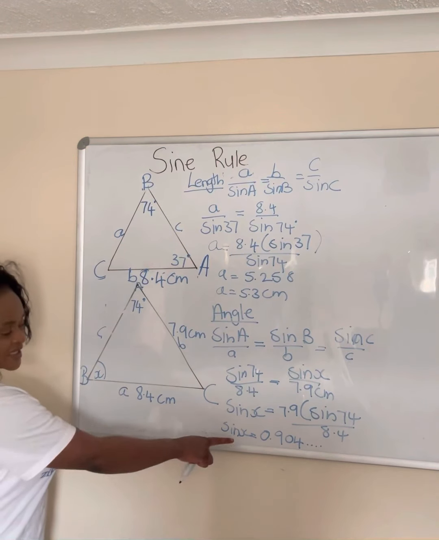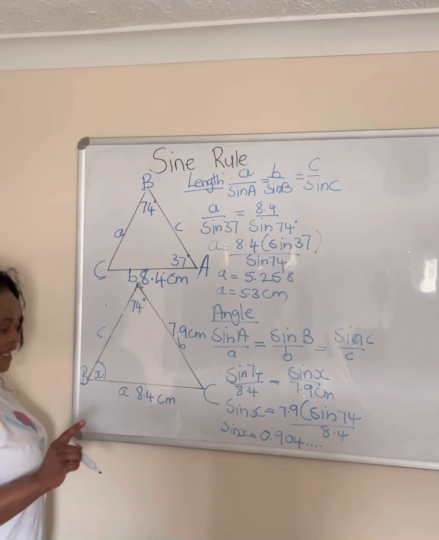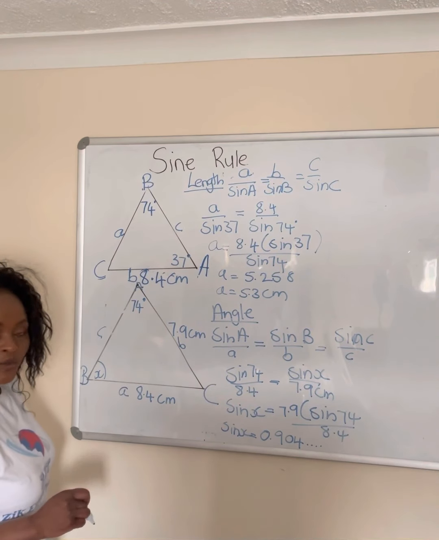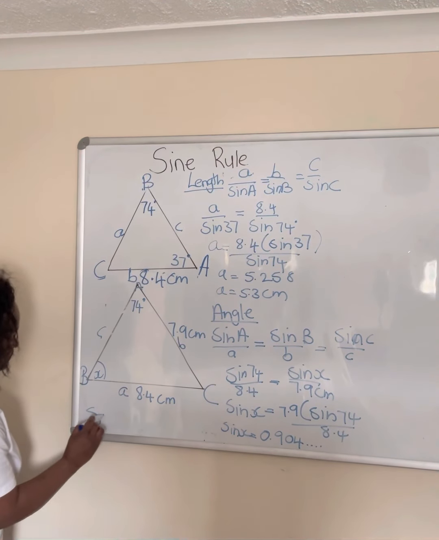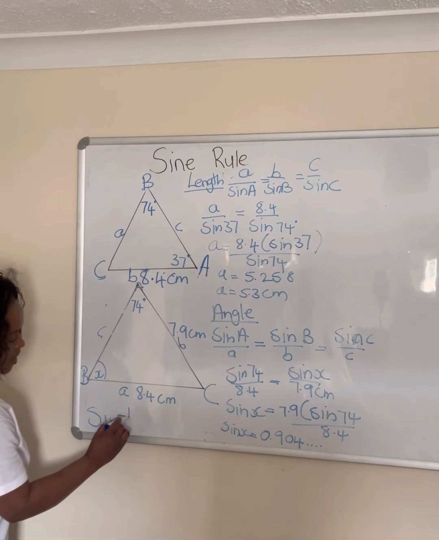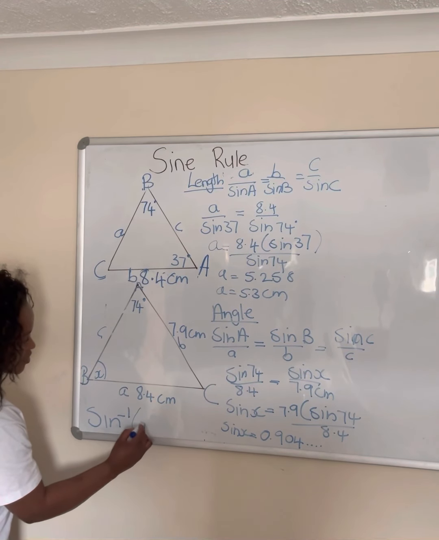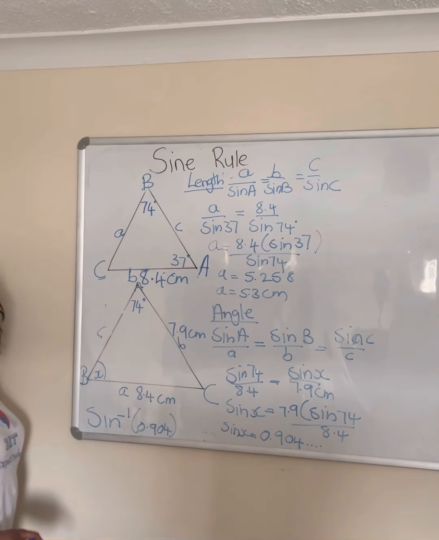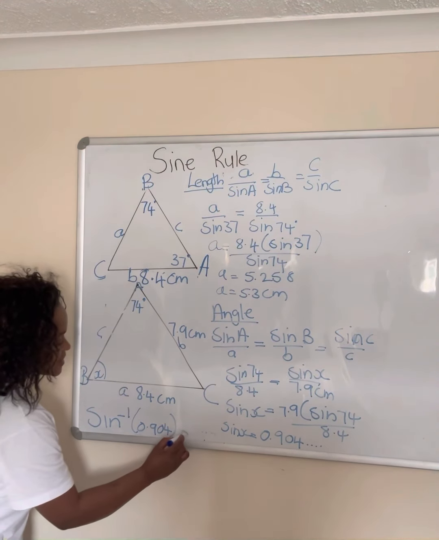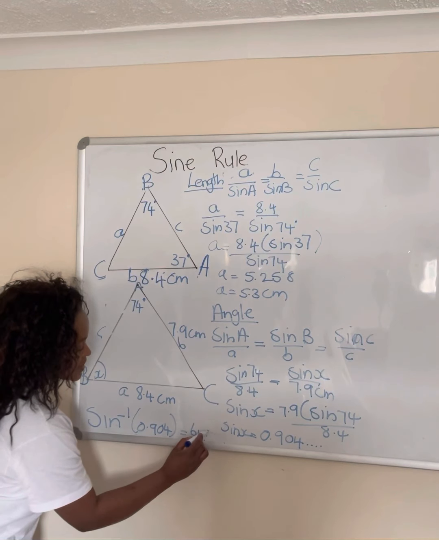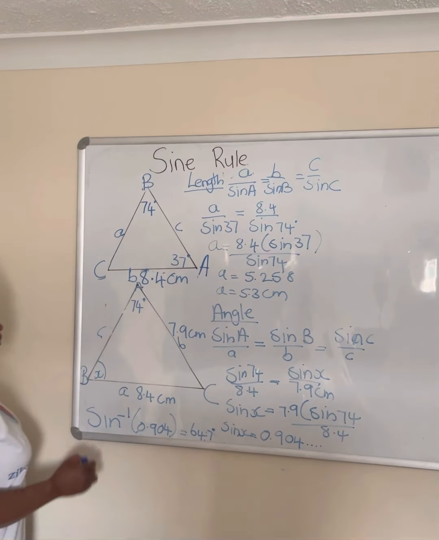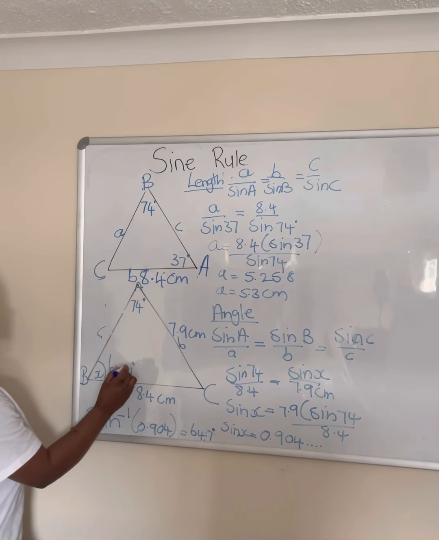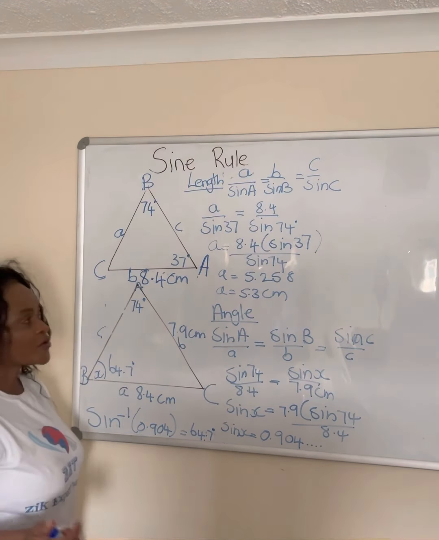Because that's an angle, remember when we were calculating an angle, that's when we use the second function of sine, which is sine minus 1. Then you punch your 0.904 into your calculator, and this will give you 64.7 degrees. So this one will be 64.7 degrees.